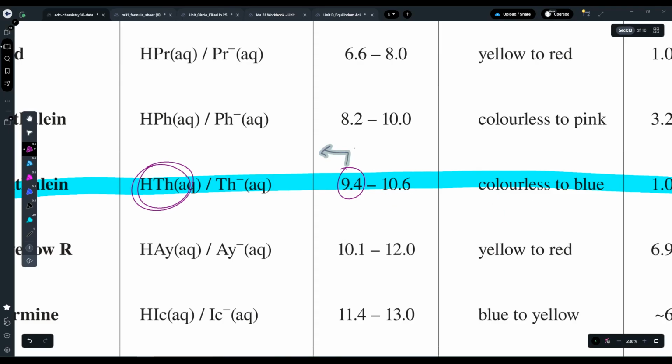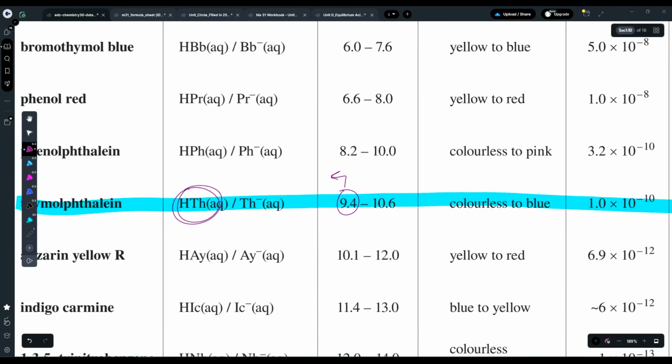Okay, so for indicators where it goes from a range of colorless to some other color, let's get into that just for a quick second here. So at a pH of 9.4 and below, thymolphthalein will be colorless. But at a pH of 10.6 and above, it's going to be blue. Now the in-between color, in between colorless and blue, is just light blue.